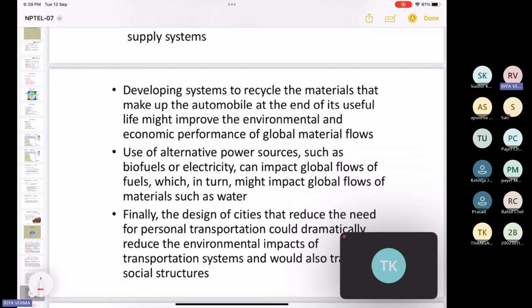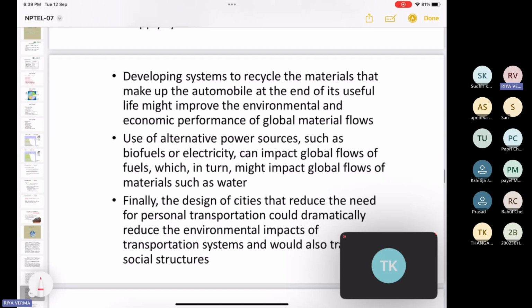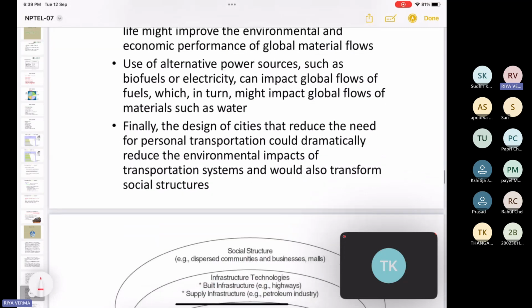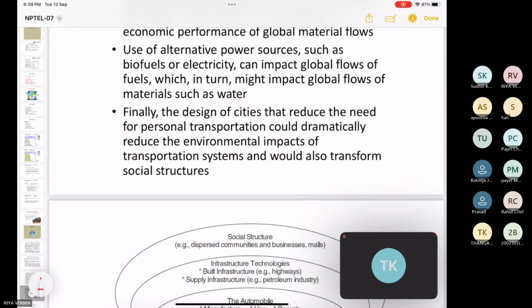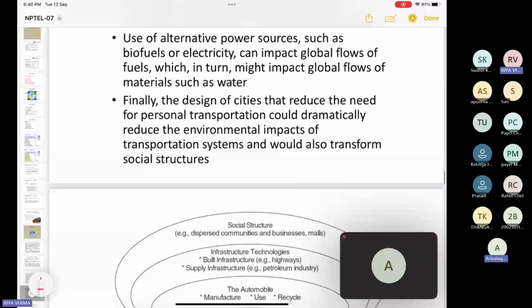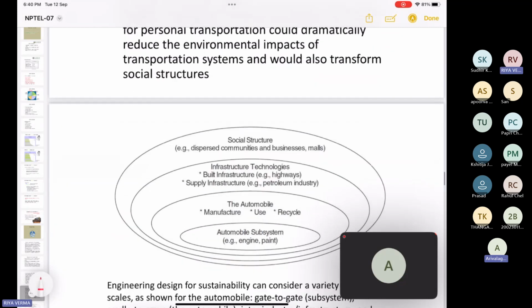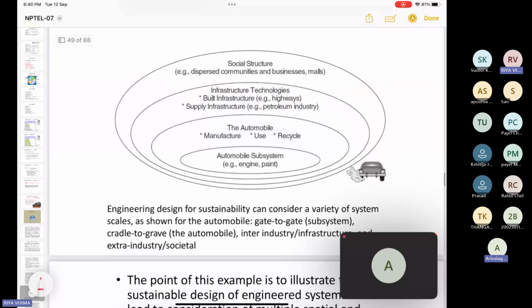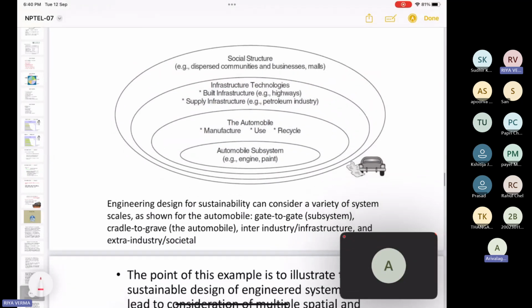Use of alternative power sources such as biofuels or electricity can impact global flows of fuels, which in turn might impact global flows of materials such as water. And finally, the design of cities that reduce the need for personal transportation could dramatically reduce the environmental impacts of transportation systems and would also transform the social structures. So this is an engineering design for sustainability that can consider a variety of system scales.